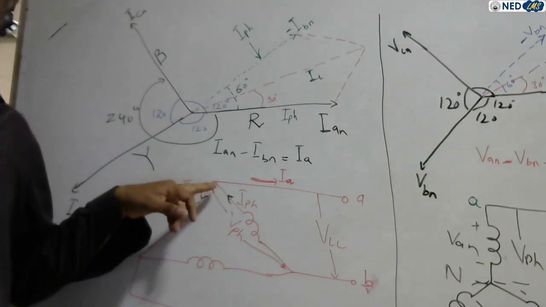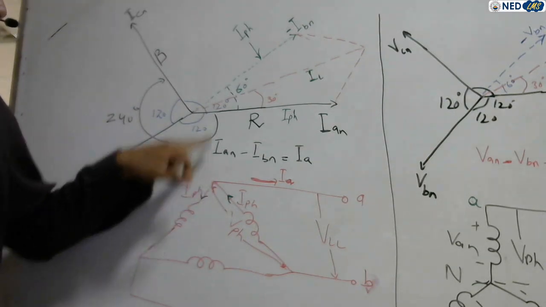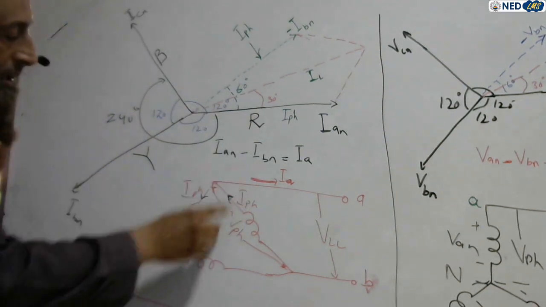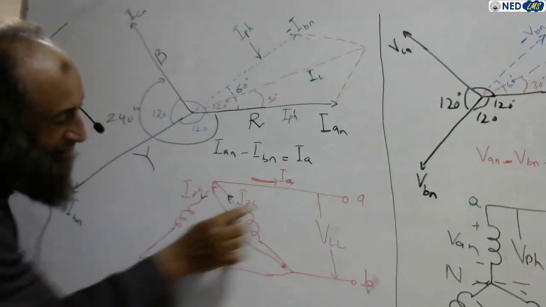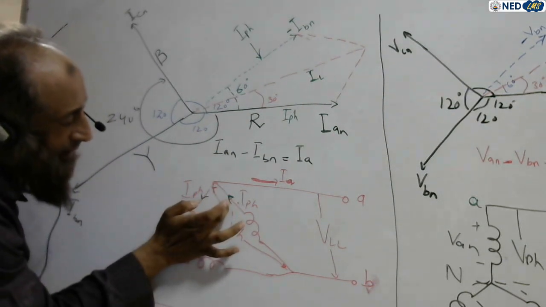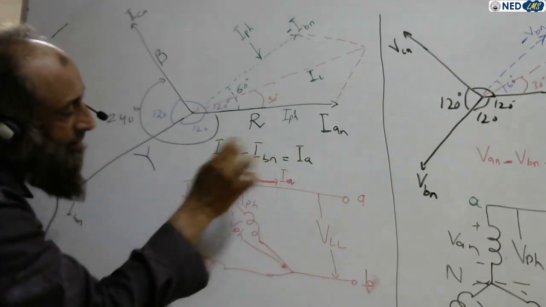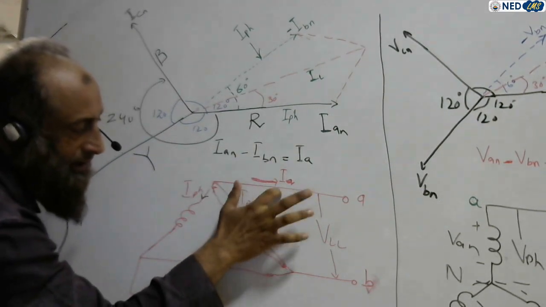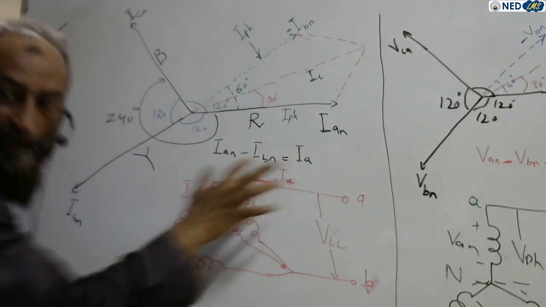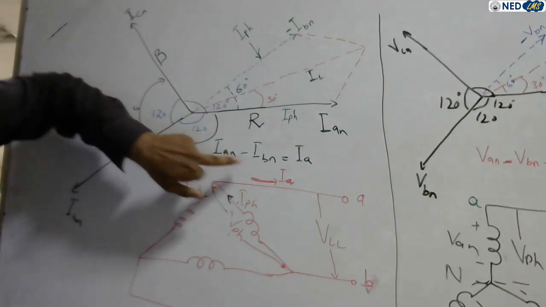If we apply Kirchhoff current law at this node, see this node, this is A, this is line A, this current is the sum of IAN minus IBN. Why? Because these are phase currents, and this is the line current. This current is towards the node, this current is away from the node, so with the minus sign, the line current is the sum of one phase current and the negative of the other phase current. So you have to draw the negative phasor of the other current, that is IAN minus IBN.